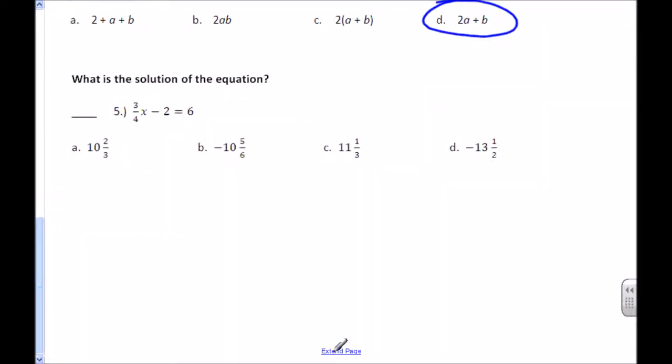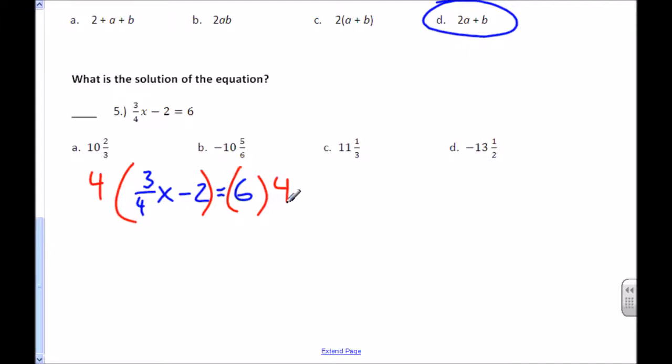The next one says, what's the solution of the equation? If I looked at something like this, 3/4 x minus 2 equals 6. The first thing I would do anytime I see a fraction in an equation is multiply through by the common denominator. In this case, it's 4, so I'm going to multiply everything by 4. Whatever I do to one side, I have to do to the other side. Essentially that's going to eliminate all of the fractions. So here I have to distribute. 3/4 times 4 just leaves me with a 3. So 3x minus 4 times 2, which is 8, equals 6 times 4, which is 24. And now I can solve this one. I'm going to add the 8 to each side.